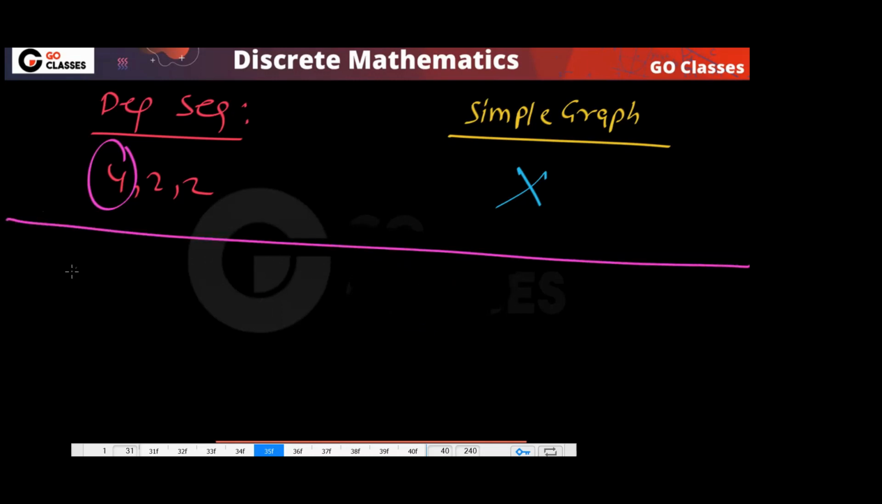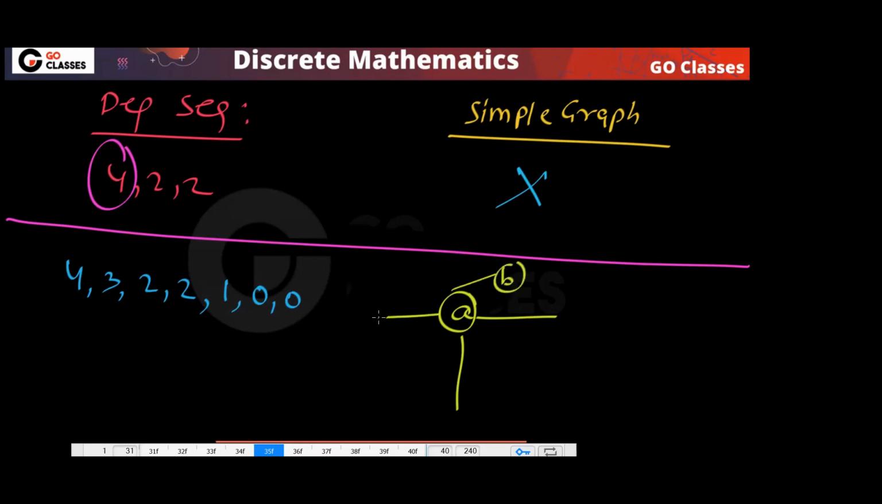If I give you some other degree sequence, for example, 4, 3, 2, 2, 1, 0, 0, can I create a simple graph from this? This is the degree sequence. Let's check. Let the vertices be A, B, C, D, E. One vertex should have degree 4. Definitely it should have degree 4.